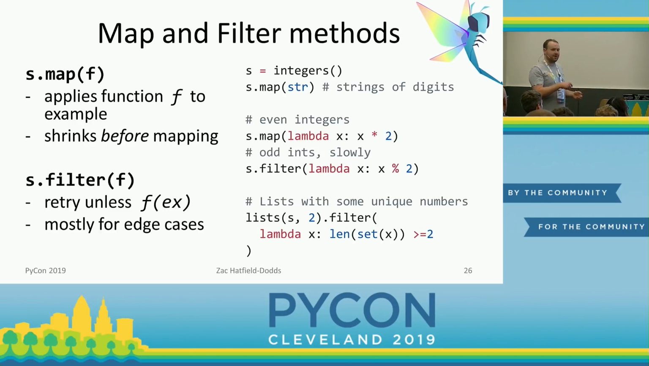And so hypothesis will actually check for that. If you have a filter, it'll be like, hey, I tried 50 things and I only got 3 back. That's a problem.